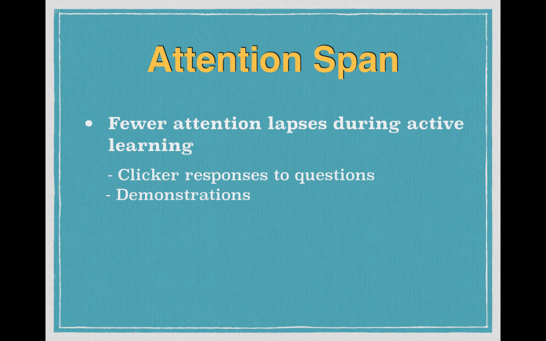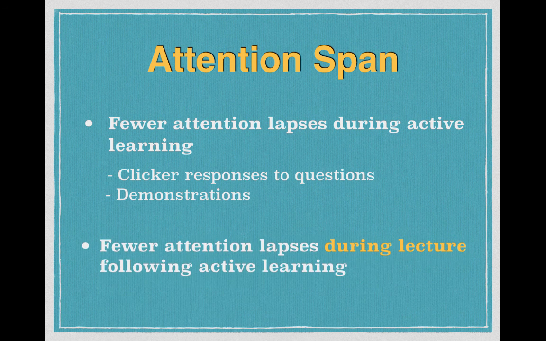And not surprising, the researchers found that there were fewer lapses of attention during active learning portions of the class. These active learning portions included using clickers to respond to questions. Students, of course, use different clickers to answer questions than to report their lapses of attention, and also demonstrations in class. Very interesting, however, is that they found fewer attention lapses during the lecture that followed active learning.